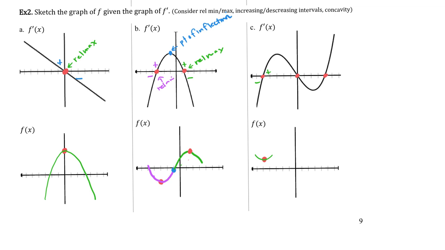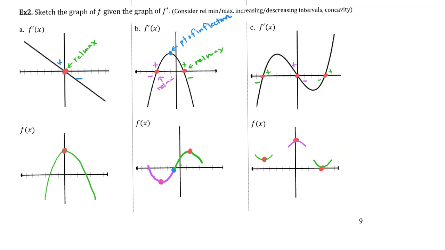Okay, at 0, f prime changes from positive to negative. So there's some kind of maximum. I'm going to make it higher. And then on the right, f prime changes from negative to positive at 1, 2, 3, 4. I have no idea where it is, so I'm randomly drawing it. Okay, so I can already tell this is going to go something like this.